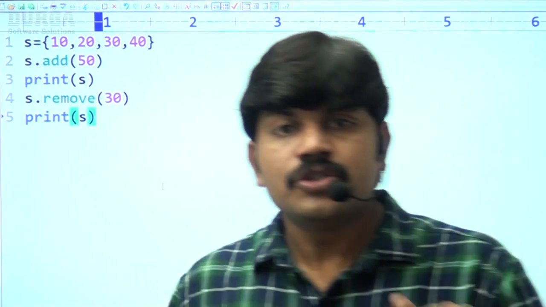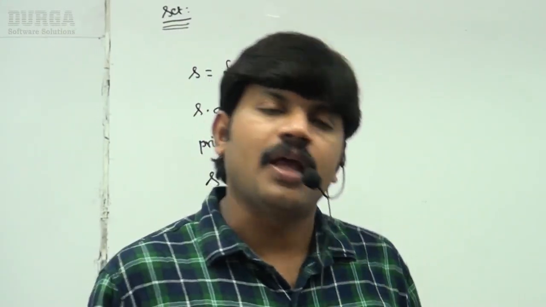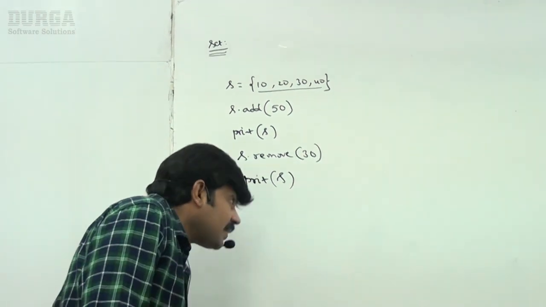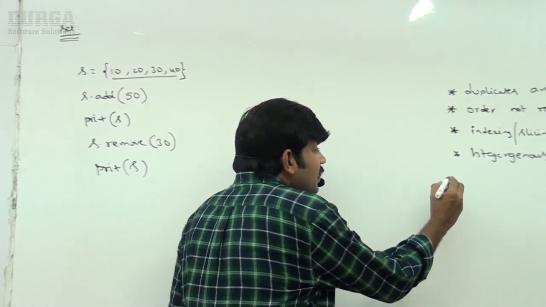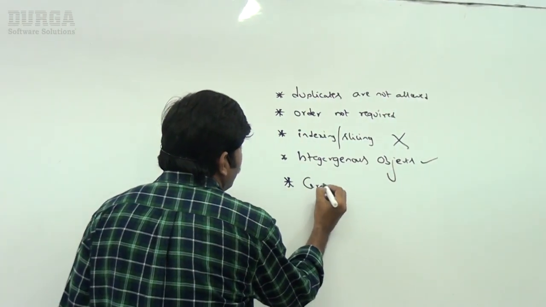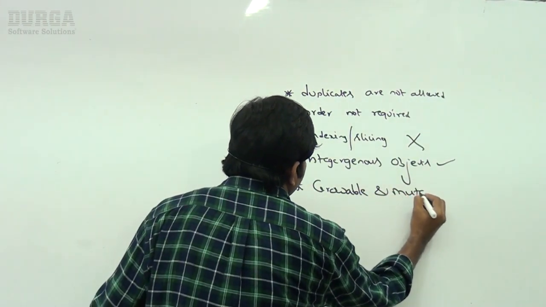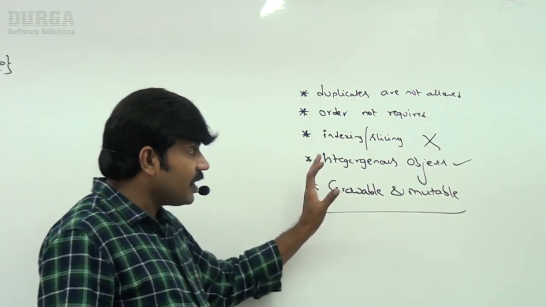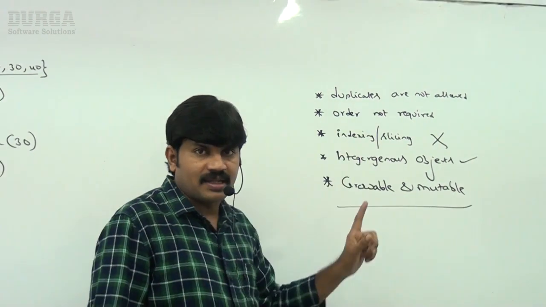Okay, clear, right? So the important point is once we create a set object, happily we can perform changes to that object. Means set is mutable or immutable? Mutable. Set is growable and set is mutable. Remember, these are various important points you should be aware of about set terminology, right?